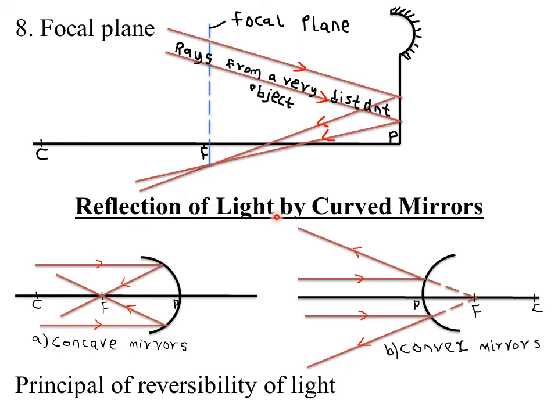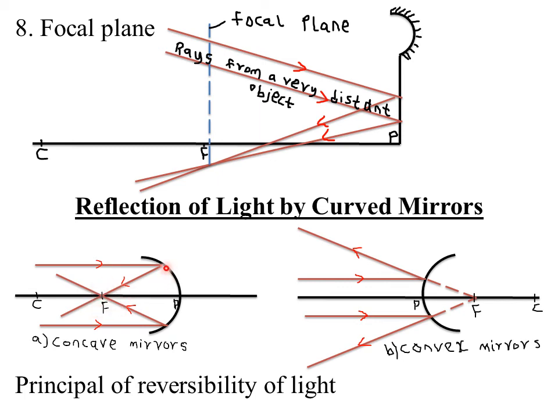Then we look at reflection of light by curved mirrors. Rays which are close and parallel to the principal axis always converge at the principal focus for the case of concave mirrors. As you can see here, any rays which are parallel to each other and also parallel to the principal axis will always converge at the principal focus.